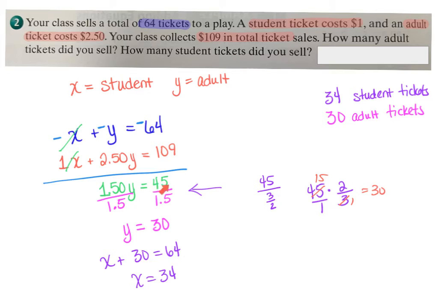Divide both sides by 1.5. 45 divided by 1.5 is 30. Or if you did it with fractions, which I prefer actually, keep, change, flip, and you can see that it equals 30. So 30 adult tickets. Plug it back into your original. Student tickets plus your 30 adult tickets equals 64 altogether, so there were 34 student tickets.